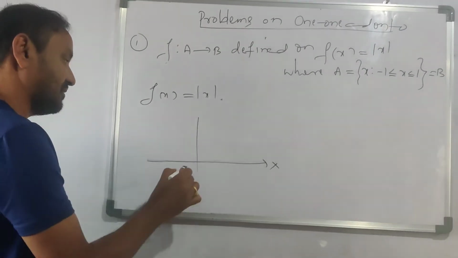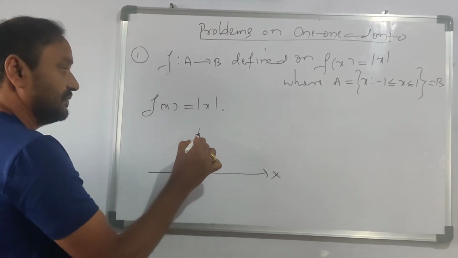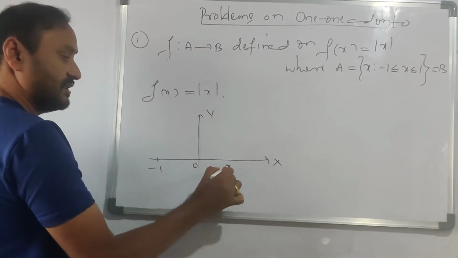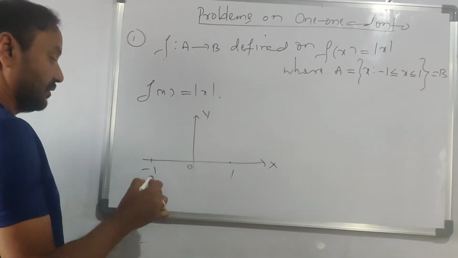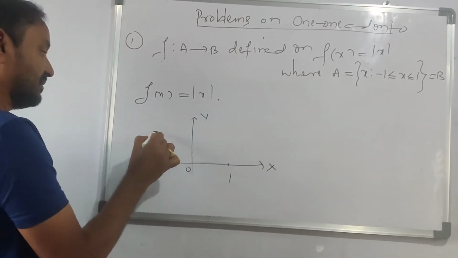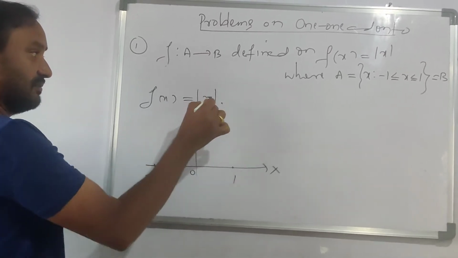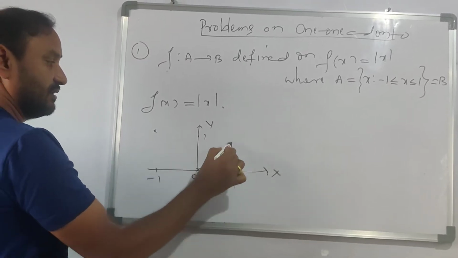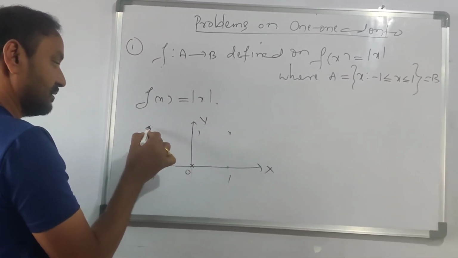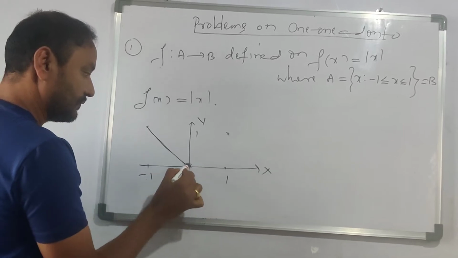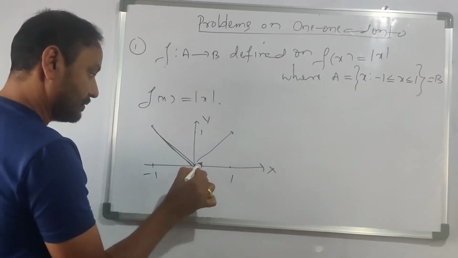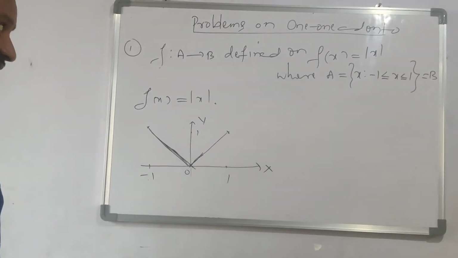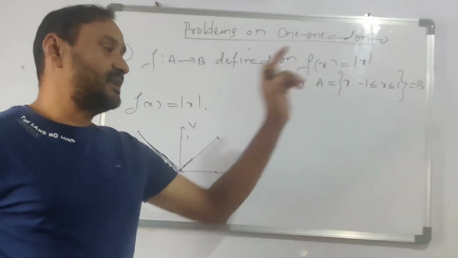First take the domain values. So take here minus 1, 0, plus 1. Put x equal minus 1, we get 1. Here x equal 0 gives 0. X equal 1 gives 1. So draw the graph. This is the graph of the given function mod x in the domain minus 1 to plus 1.